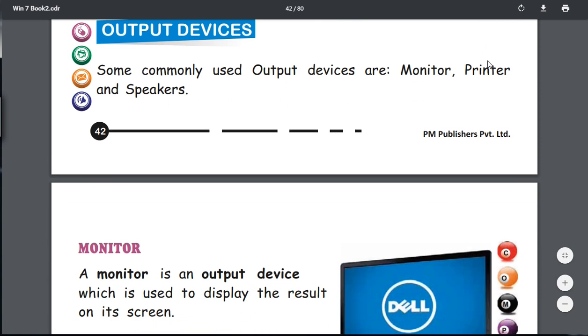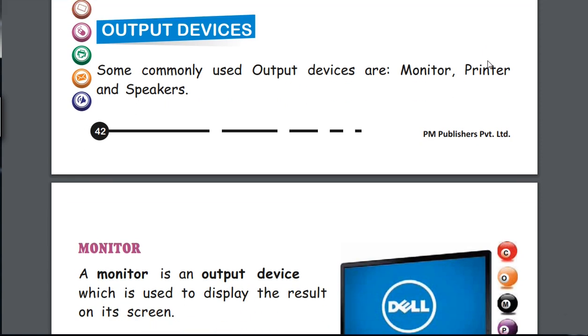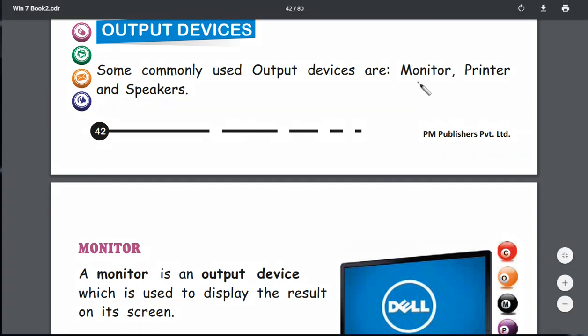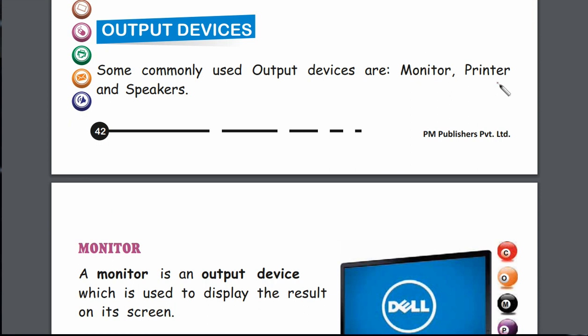Now, what are the commonly used output devices? Let us see. Some commonly used output devices are, for example, monitor, printer, and speakers, okay?